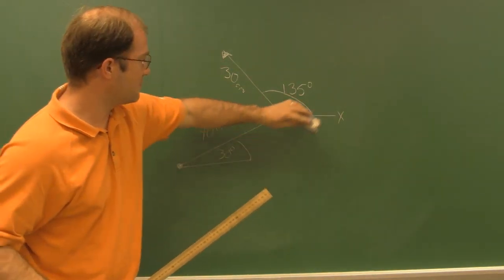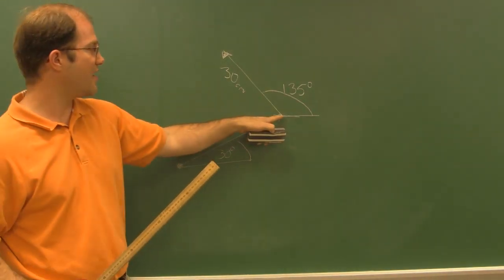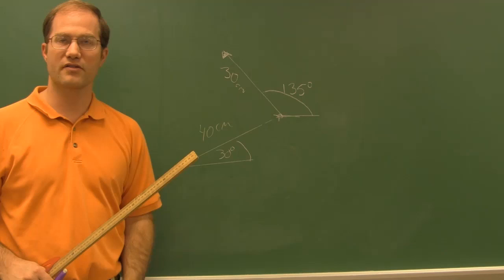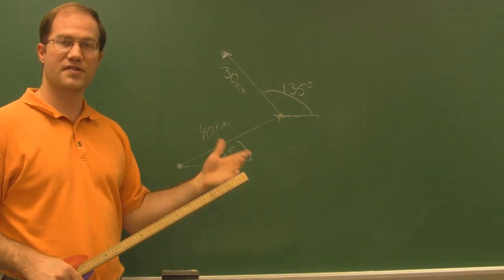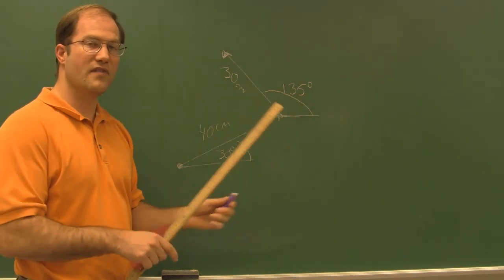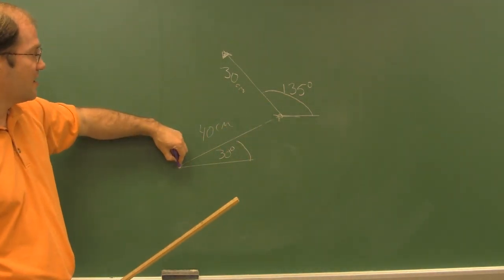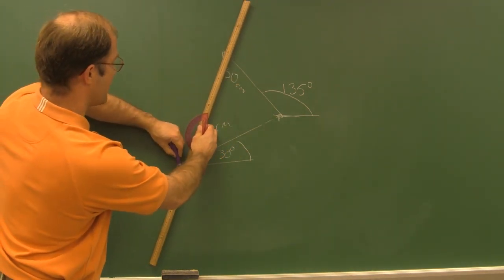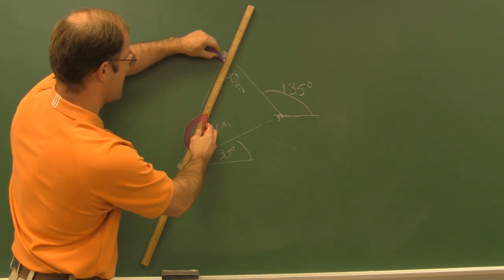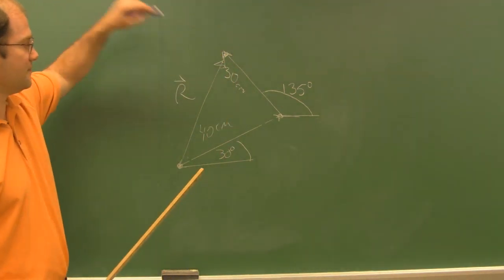So there are my two vectors. We have 40 centimeters at 30 degrees, and add to that 30 centimeters at 135 degrees. And so the sum of these two vectors, you can't just say 40 plus 30 is equal to 70. The sum of the vectors is a vector that goes from the very beginning to the very end. So it's sort of a vector that looks like this. And we'll call it the resultant, R.